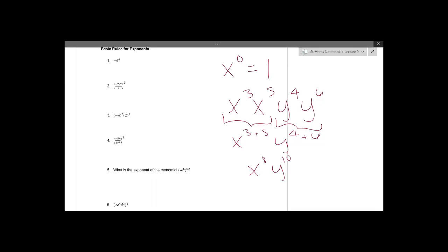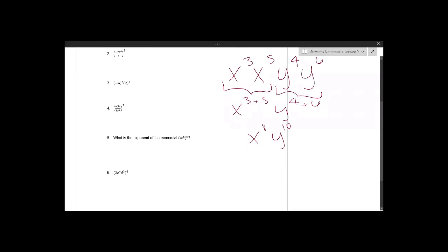So that's how you multiply two of the same variable together with different exponents. You just add those exponents together. And notice how I didn't cross any of these variables together or their exponents. You can only add the exponents of like variables together. You can't do it for ones that aren't the same.